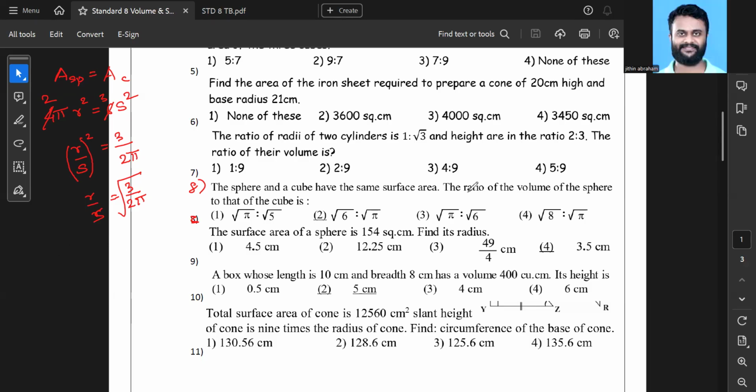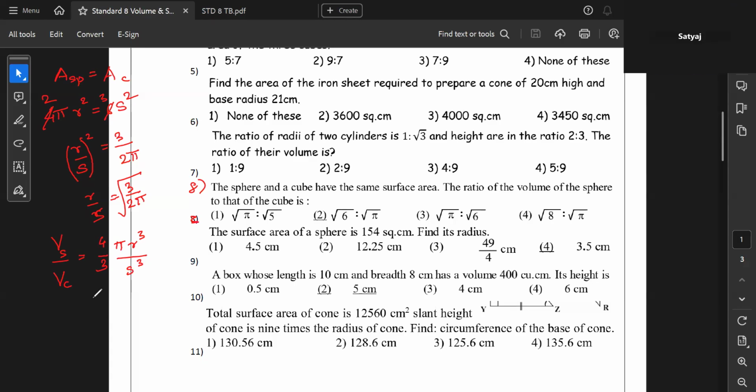Now what they're asking, that's what I'm going to find. They're asking for the ratio of volume of sphere upon volume of cube. The formula for volume of sphere is 4 upon 3 pi r cube, divided by volume of cube, which is side cube. Is this much clear? Okay. So I'll keep 4 upon 3 as it is, pi as it is. Now r upon s, the whole cube I'll write. Is this much clear?